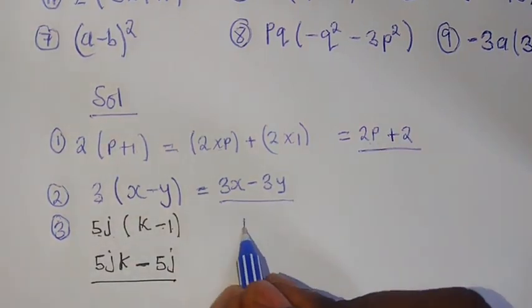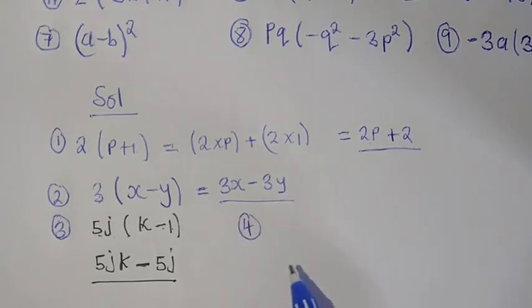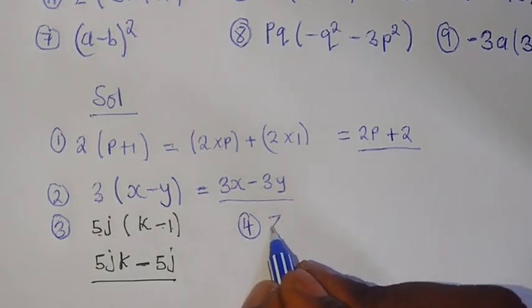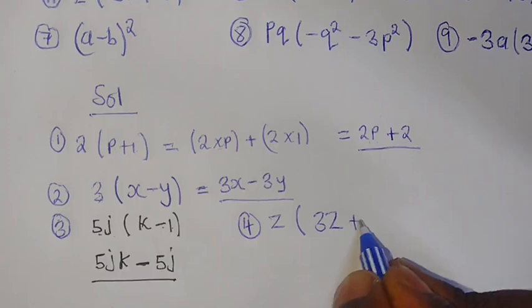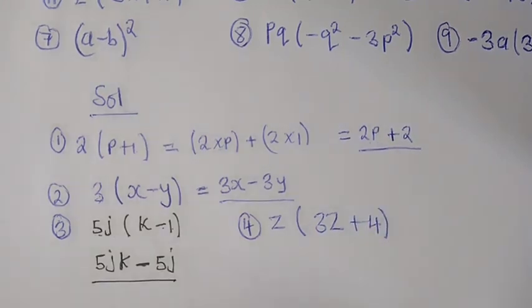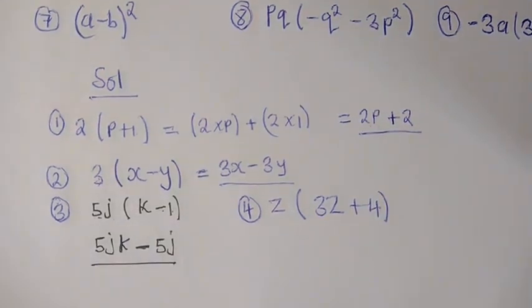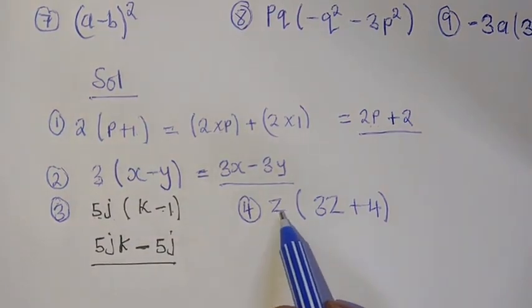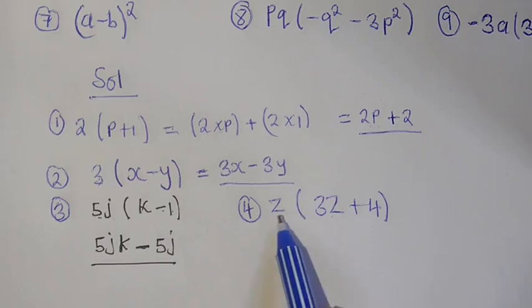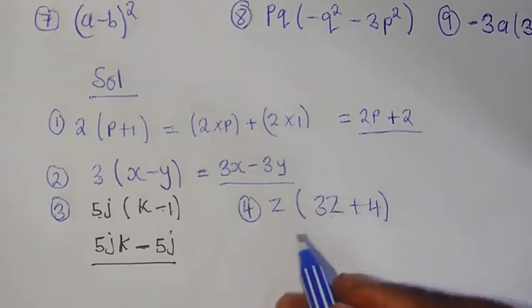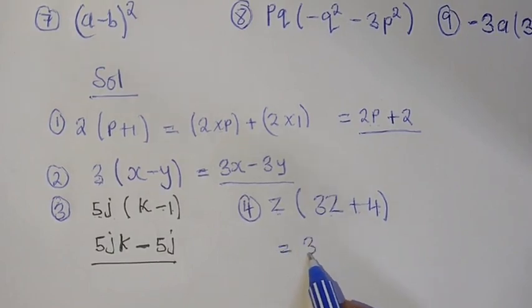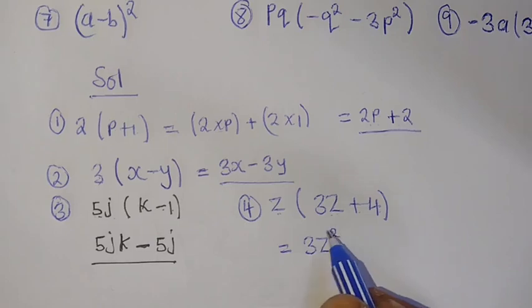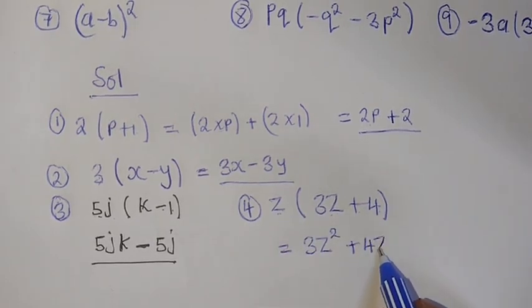We can now answer our question 4. Our question 4, we have z, then in brackets we have 3z, then plus 4. So how can we expand this one? What you are doing is just the same. This z will multiply 3z. Again, the same z will multiply positive 4. So z times 3z, this will give us 3z squared. Z times positive 4 will give us positive 4z.